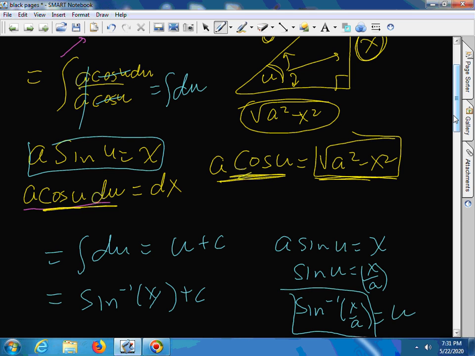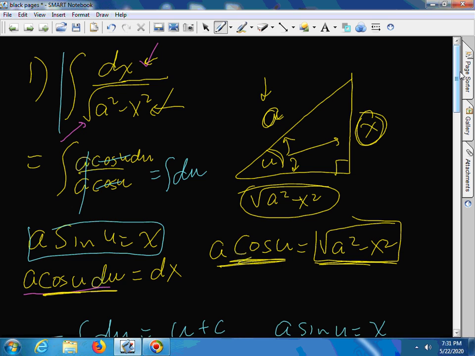Okay, I do not walk around remembering anymore that this integral is equal to the arc sine of x over a plus c. I do not walk around knowing that, but it doesn't matter. I know how to prove it.